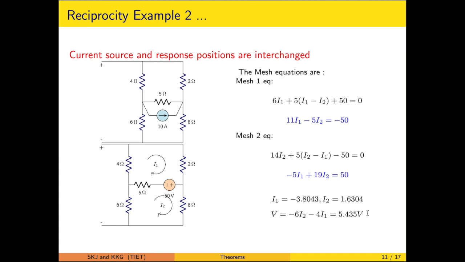So this is also a reciprocal network. What we have seen is that this reciprocal network consists of only the passive elements, that is the resistors. Originally this particular circuit does not have any dependent source or independent source in it.